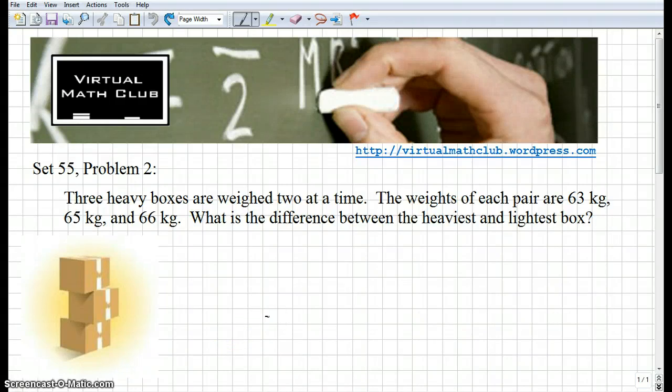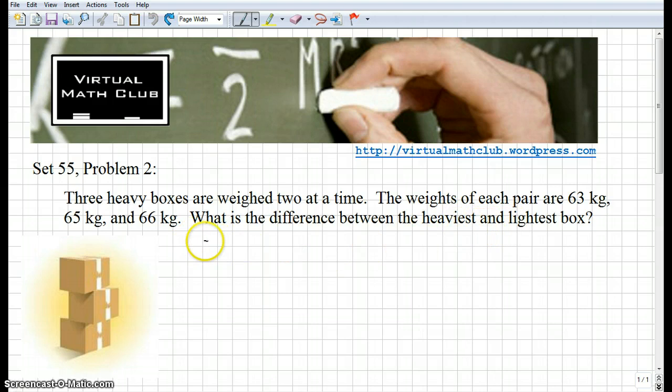Alright, we've got 3 heavy boxes, and when we weigh them 2 at a time, their weights are 63 kilograms, 65 kilograms, and 66 kilograms. What's the difference between the heaviest and the lightest box?